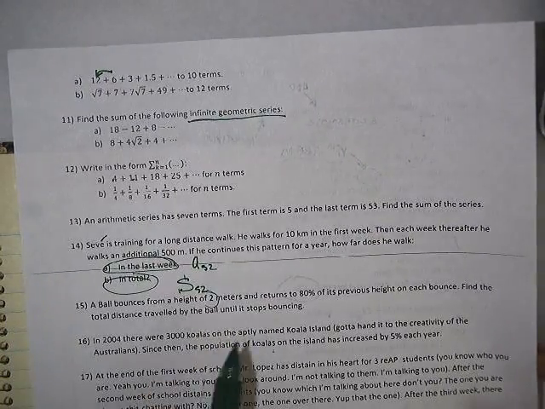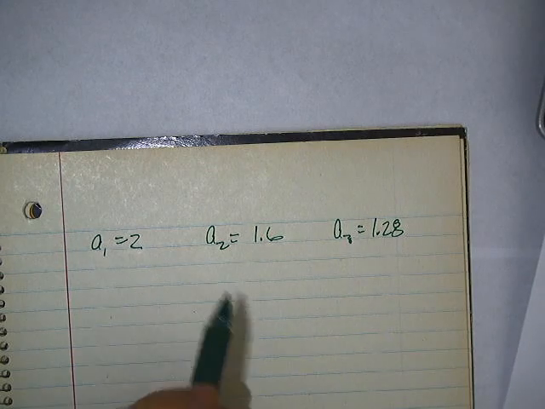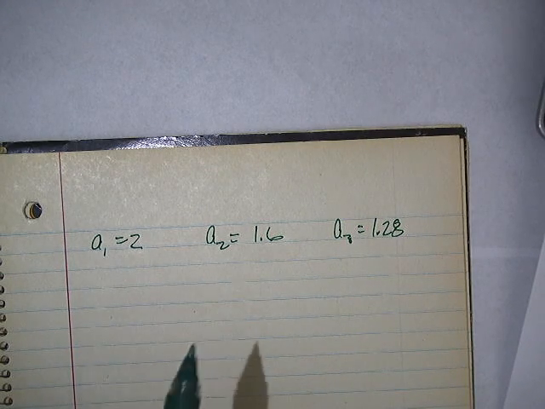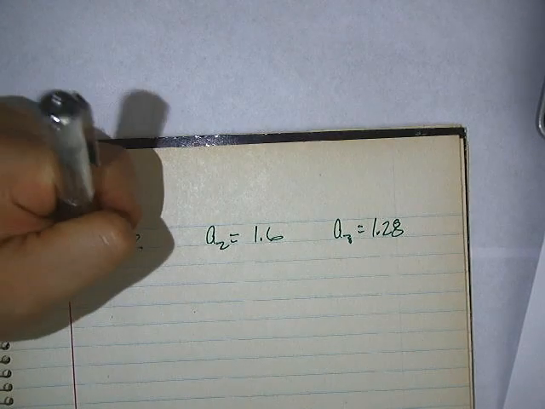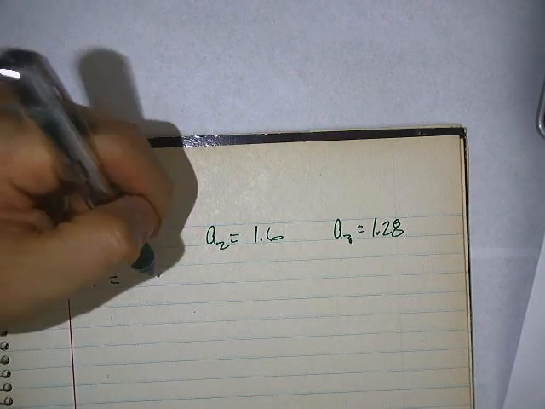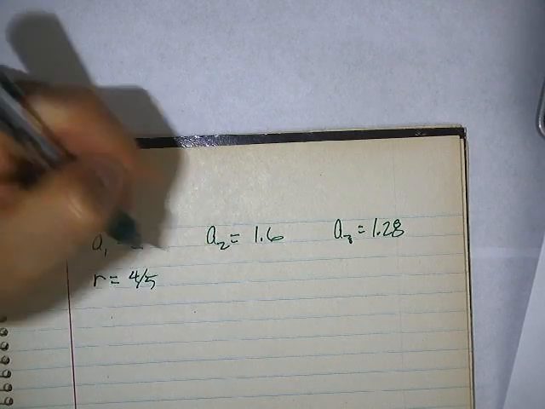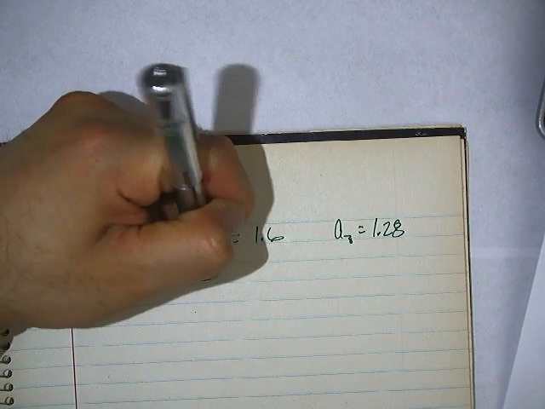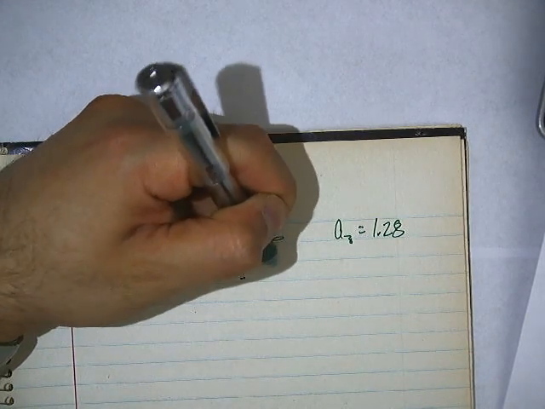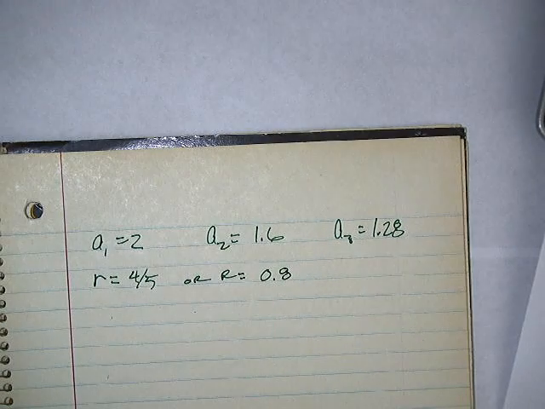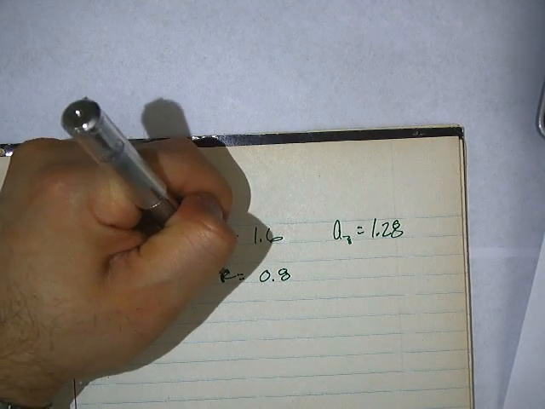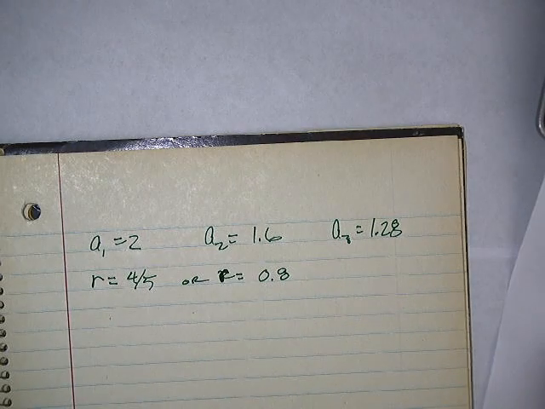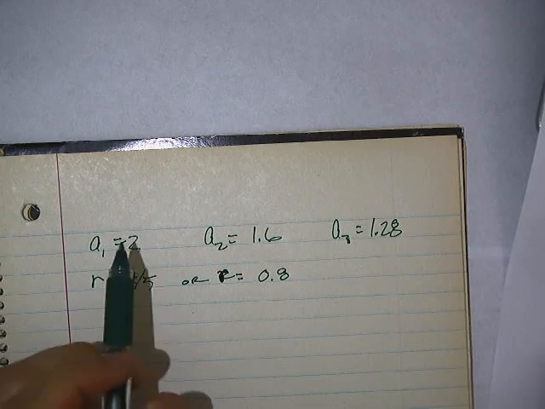So we start at 2 meters. Do we know what our R is? Yeah. What is our R? 4/5 or 0.8? Or 8 tenths. Same thing, 4/5, 8 tenths. Or 80/100. So, I know R, I know A sub 1.